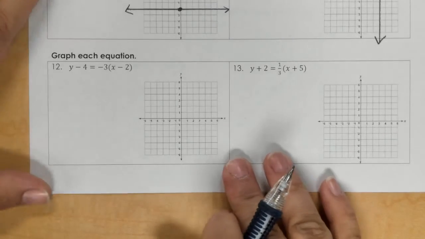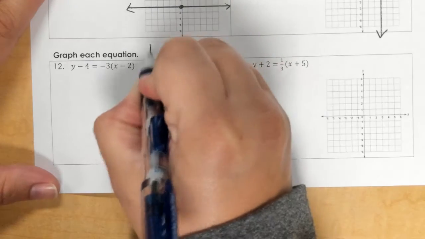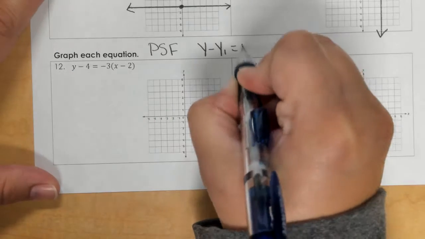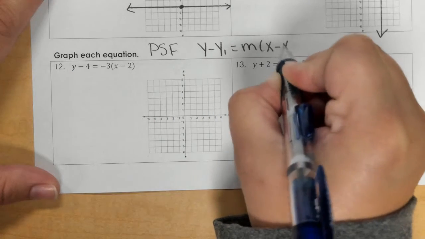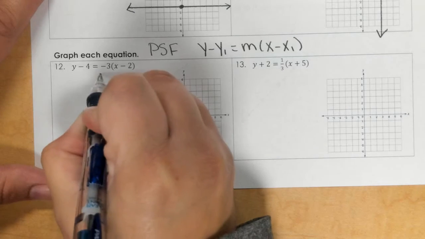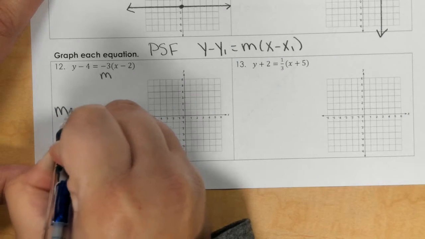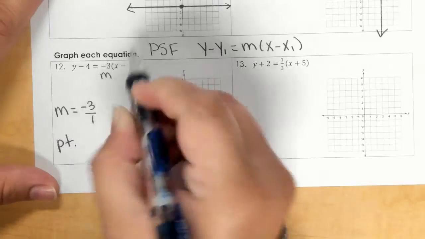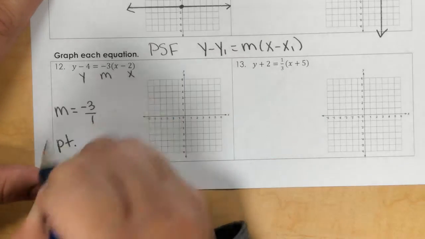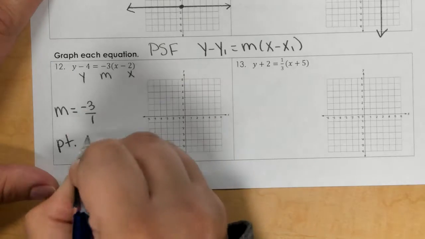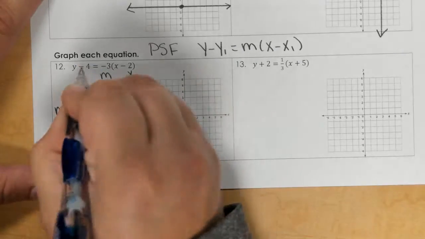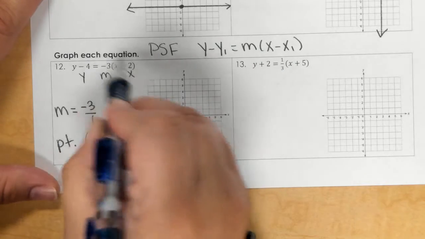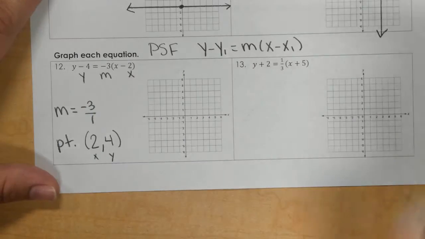Okay. For number 12, this is your point slope form. Again, you can always refer to the front of the paper for the formula. But I see that my m is in the middle. And your point would be x and y. So this would be a +2, and this would be a +4. And that's x and your y. So you have to flip around your numbers, and you have to change your signs.